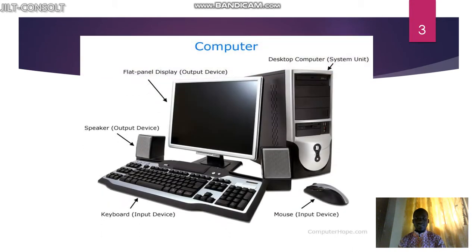Good. Now let's see it in a bigger picture. We have the flat screen, which is the monitor. We have the system unit. We have the keyboard. So these are the basic parts of the computer. Secondary, we add a mouse to it. Good.